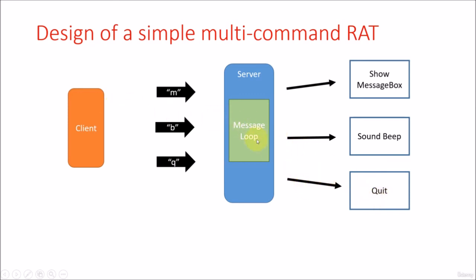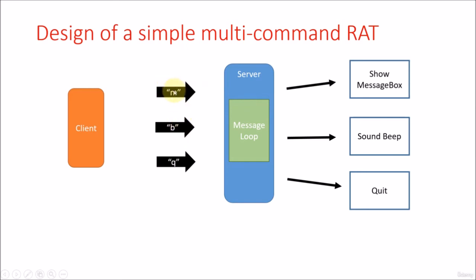In order to make this work, we have to ensure that there is a message loop running in the server. The message loop will keep on looping, provided it has not received the quit message. Once it receives the quit message, it will break out of the loop and quit the program and shut down the server. But if it does not receive the quit command, it will continue to loop. So once it is continuing to loop, it can accept any of the commands M or B.